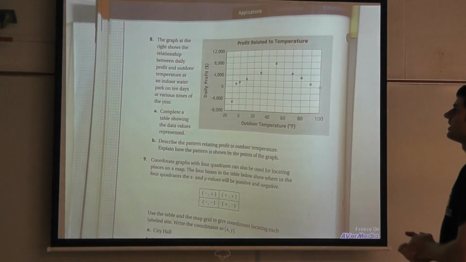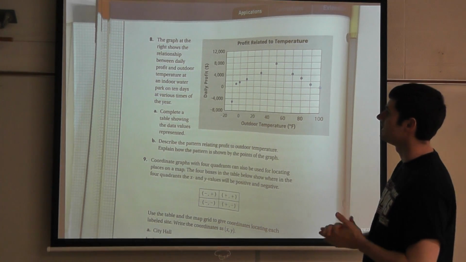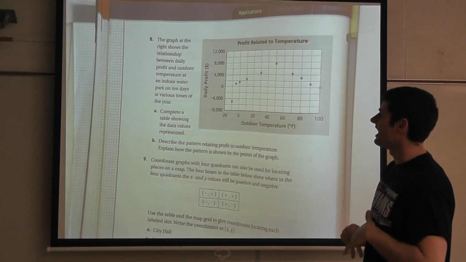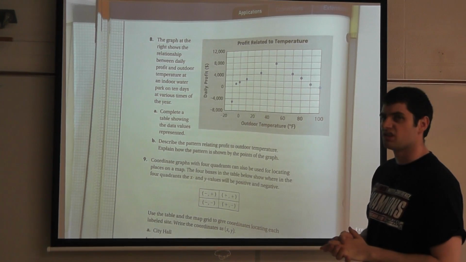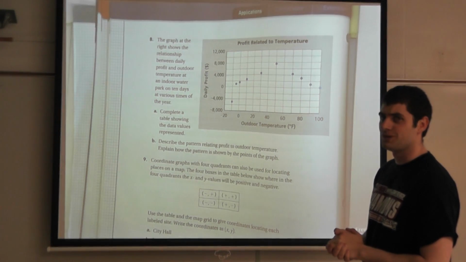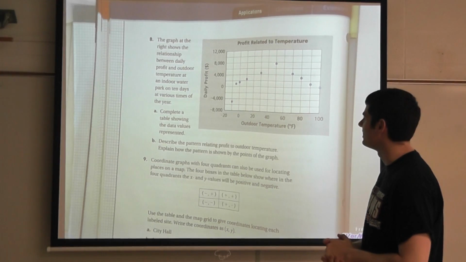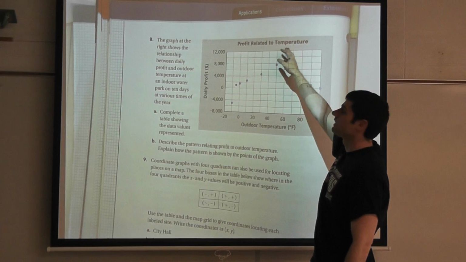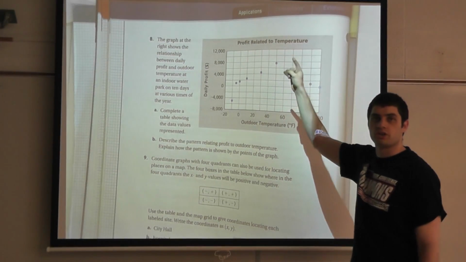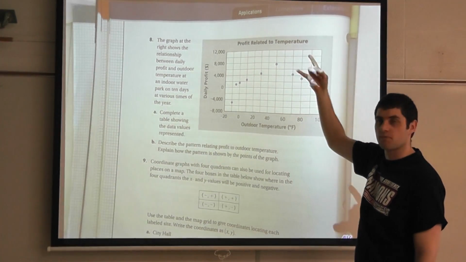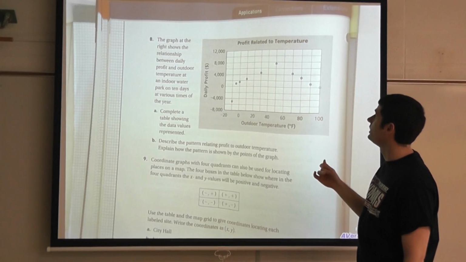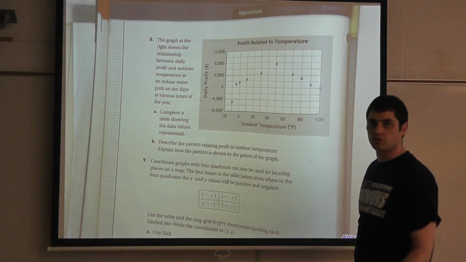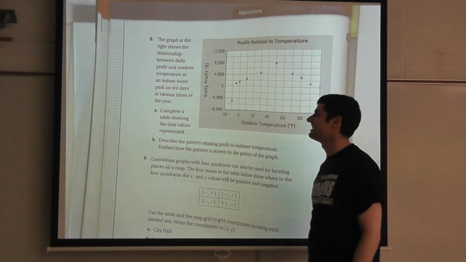It says the graph at the right shows a relationship between daily profit and outdoor temperature at an indoor water park on 10 days at various times of the year. That's a mouthful. What does that mean? Daily profit is how much money they make, and it's related to the temperature. So profit and temperature are our two variables, with outdoor temperature in degrees Fahrenheit and profit in dollars.